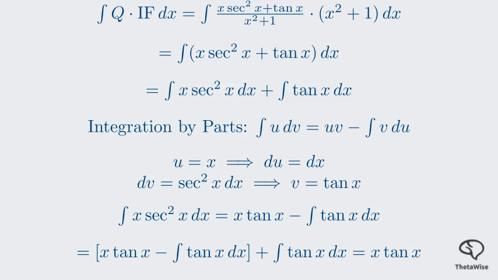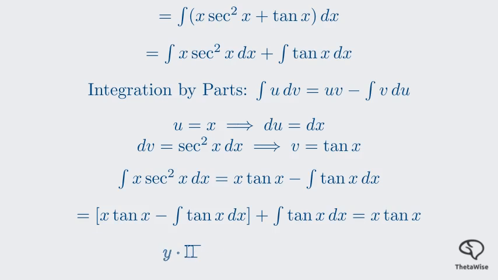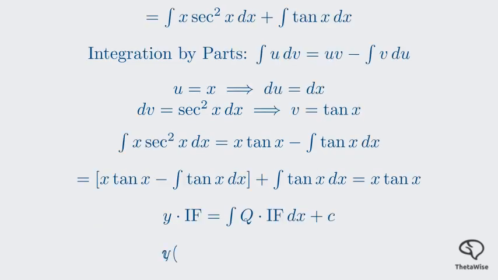Step 4, general solution. We now assemble our final answer using the formula. The formula is y times the integrating factor equals the result of step 3 plus c. Plugging in our values, we get y times (x squared plus 1) equals x tangent x plus c. This is the general solution. It includes the arbitrary constant c, which means it represents an infinite family of curves. We have successfully found the general solution for example 4.1.